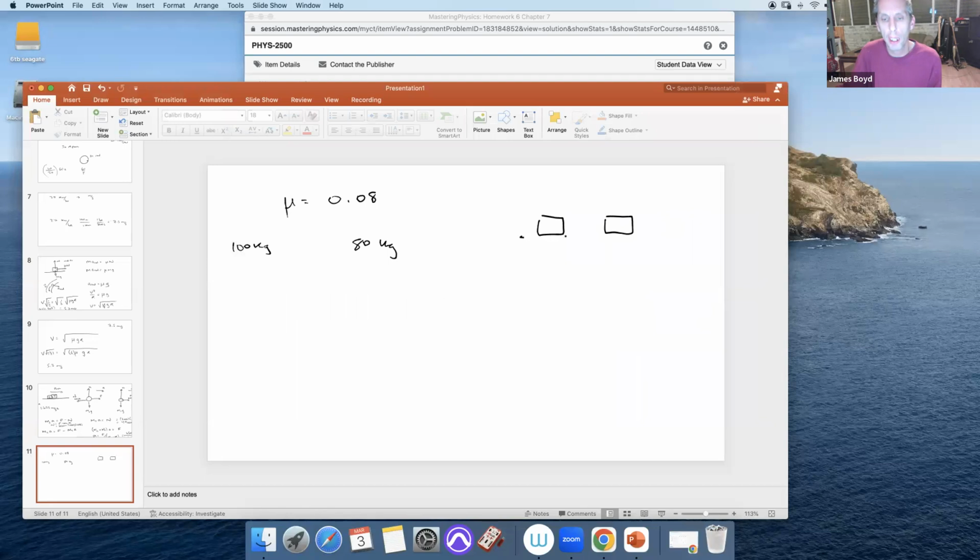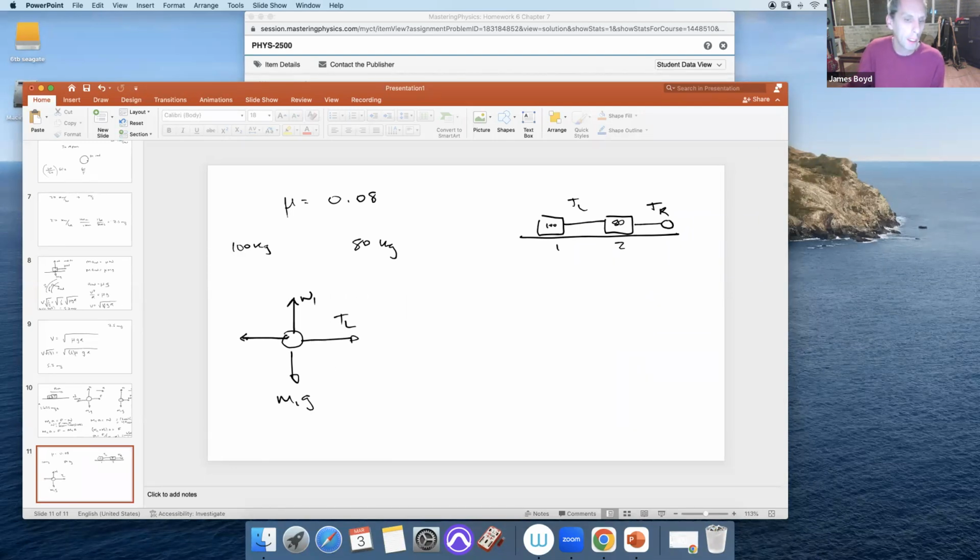We have two sleds, and then they're hooked to the dog, but the dog's just going to pull. So this is the tension on the right, tension on the left, rope on the left, rope on the right. This is our 100 and this is our 80. And I'm just going to call this 1 and call this 2. So my free body diagram is N1, M1G. There's a tension, which I'm going to call the tension to the left. There's a force of friction, mu N1.